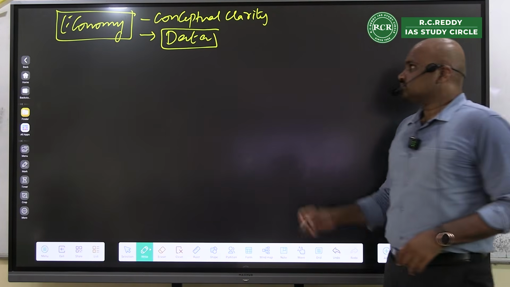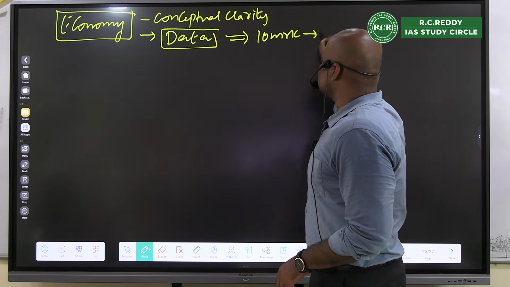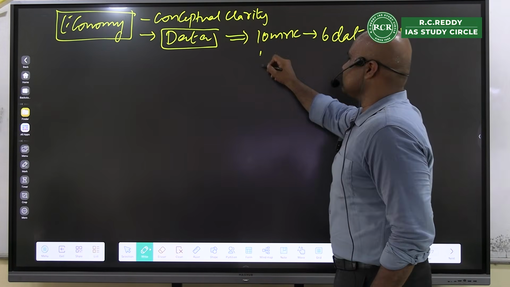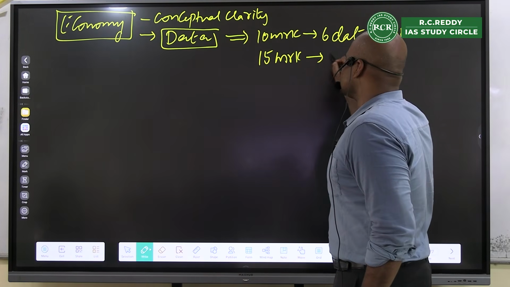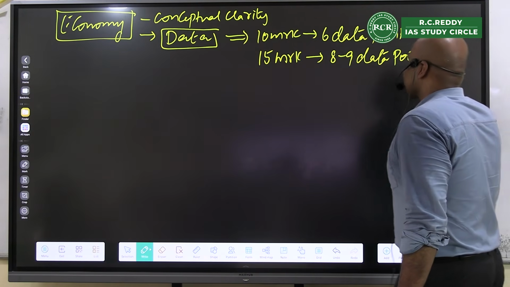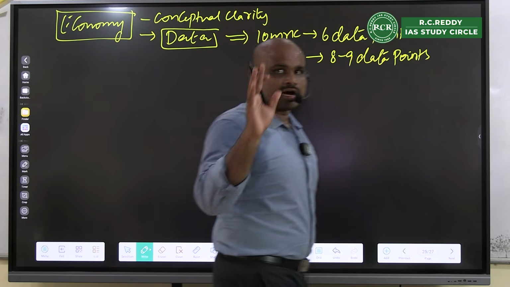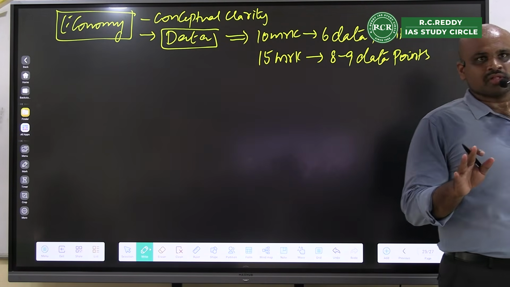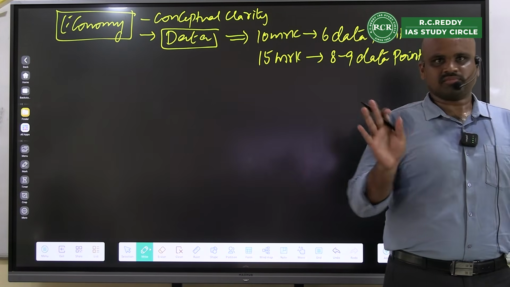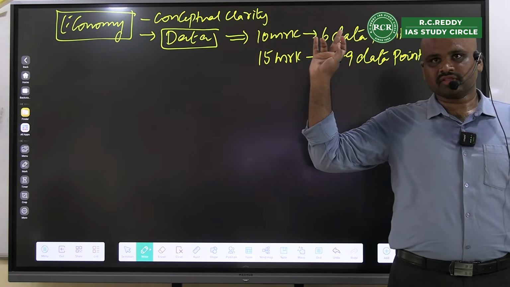Now when I say that, if I am writing a 10 marker, please ensure you put in at least 6 data points. And if I am writing a 15 marker, please ensure that you put in 8 to 9 data points in the question. Volume of data has to be in abundance when I am writing economy. If numbers are not visible in my economy answer, it means I am not writing economy, I am writing nonsense. Very simple. If I have to feel your writing is economy, it has to be substantiated with data.